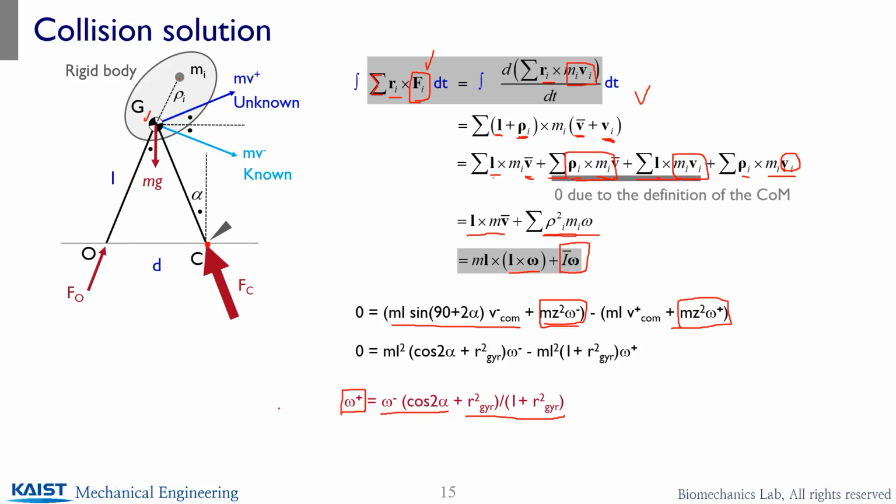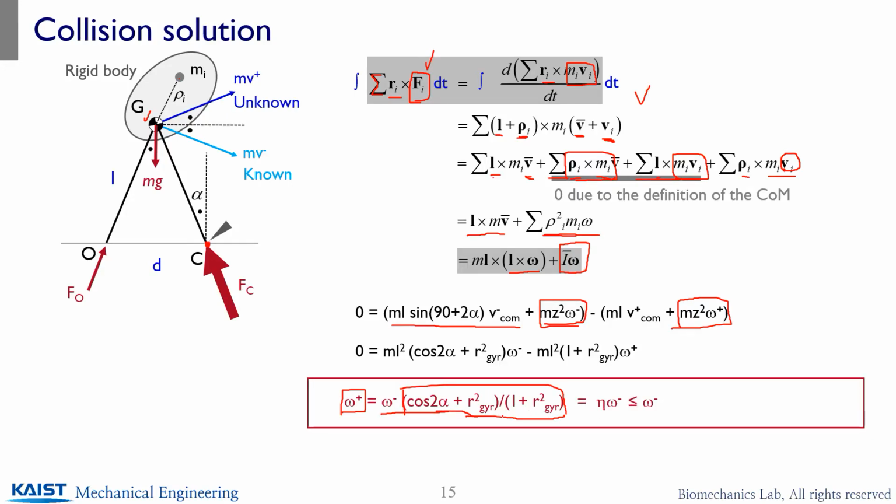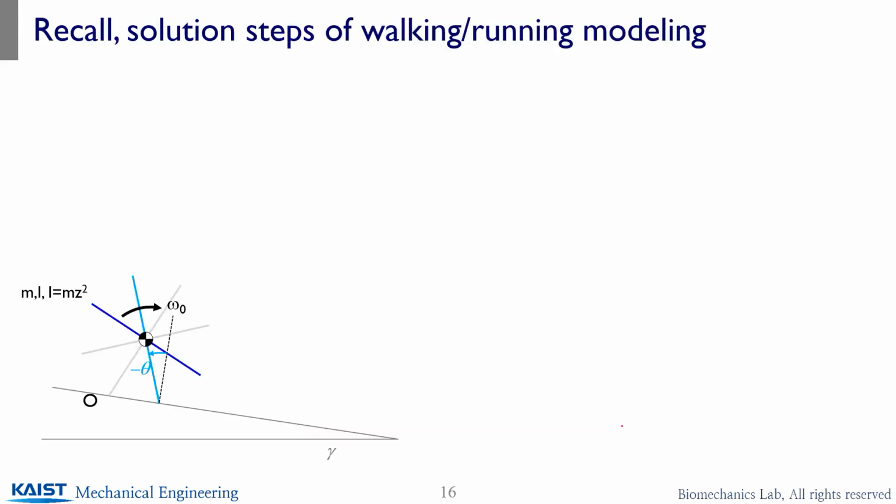So if I set this coefficient as an eta, as you can see here, eta is less than 1. You will have omega minus multiplied by the eta, which is less than or equal to omega minus. So what that means is after collision, your speed will reduce, for certain, of course, because there is a collision energy loss. So omega plus will never be greater than omega minus, and this is the equation after collision.